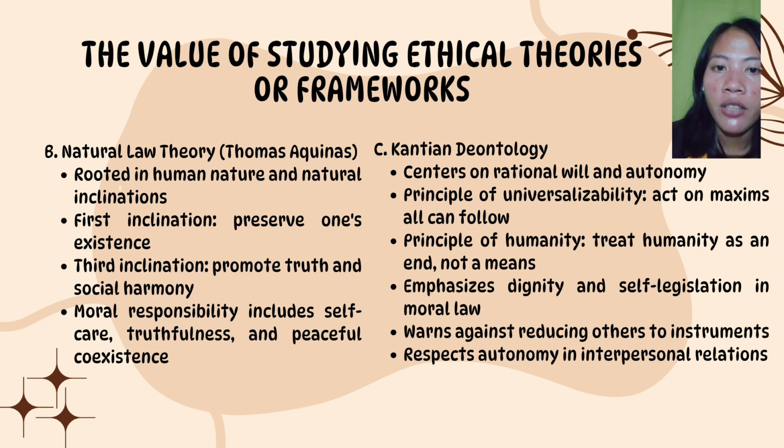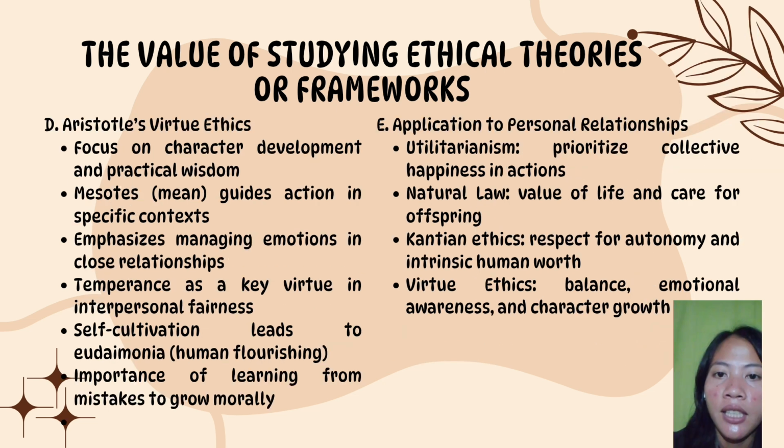The third one is Kantian deontology, which centers on rational will and autonomy. The principle of universalizability: act on maxims all can follow. The principle of humanity: treat humanity as an end, not a means. It emphasizes dignity and self-legislation in moral law, warns against reducing others to instruments, and respects autonomy in interpersonal relations. The fourth one is Aristotle's virtue ethics, which focuses on character development and practical wisdom. The mean guides action in specific contexts and emphasizes managing emotion and close relationships.